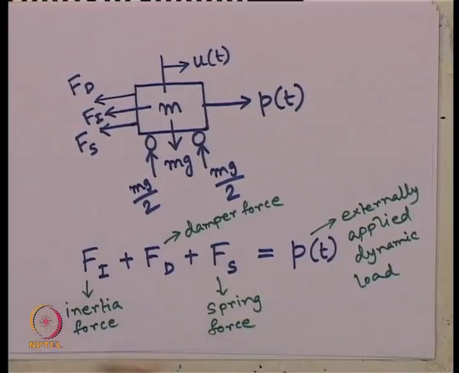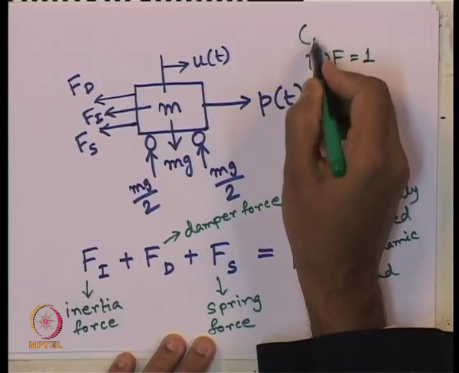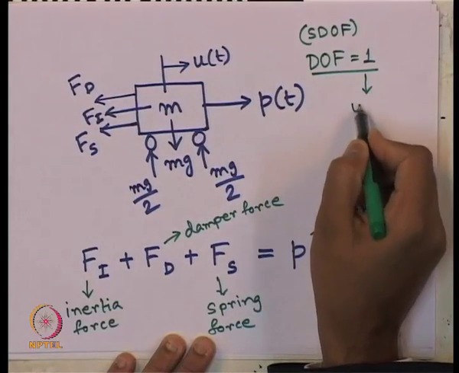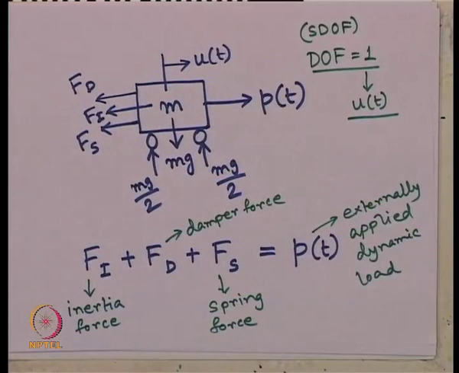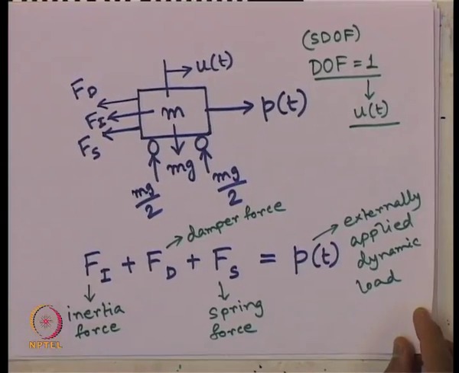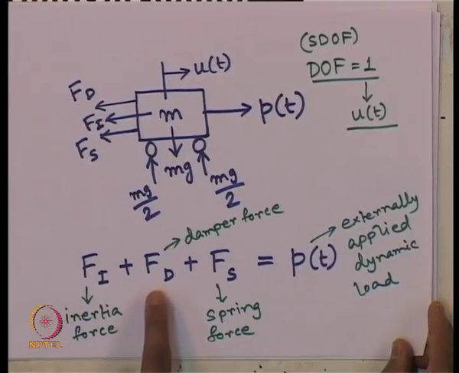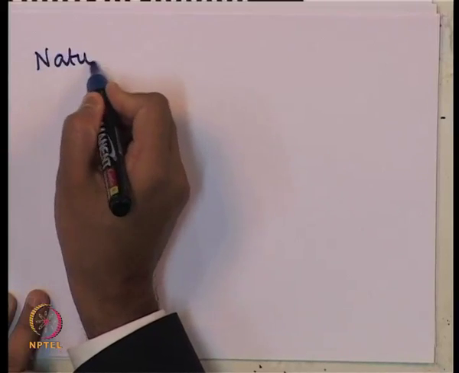In this case it is a problem of degrees of freedom 1. So, that is why single degree of freedom system we have already defined, and that degree of freedom is nothing but u of t, that is we should know the displacement at any point of time, which is the minimum coordinate required to define its position at any time. Now, let us look at the nature of each of these forces. So, first let us take the nature of inertia force.